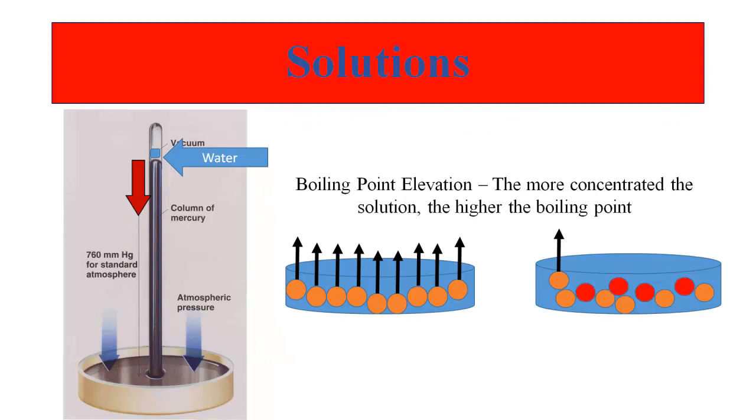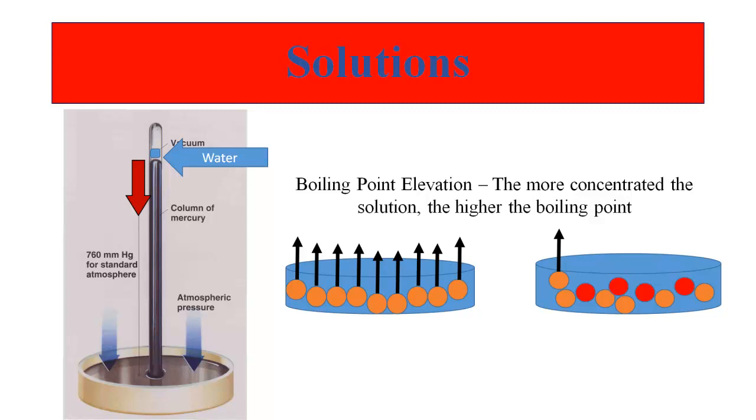Now imagine the situation if we didn't have pure water up on top of the mercury column, we had a solution of water and some other solute. Well, the solute, as you remember, does not allow the water to vaporize as much. So we would have to increase the temperature of that solution more than if it was a pure solvent. We have to get the molecules moving faster to vaporize in a solution than we do a pure solvent. So the more concentrated the solution, the higher the boiling point.